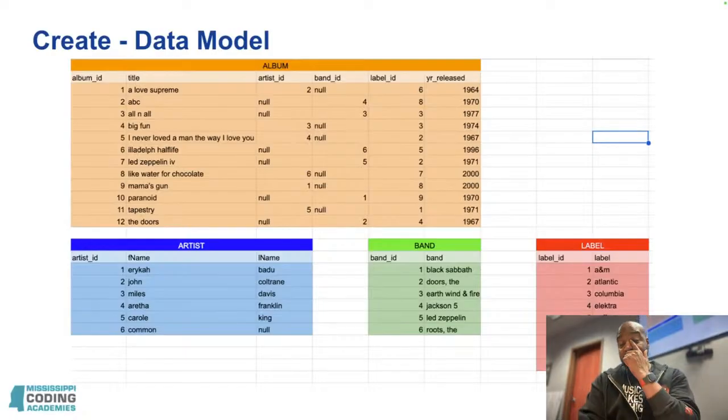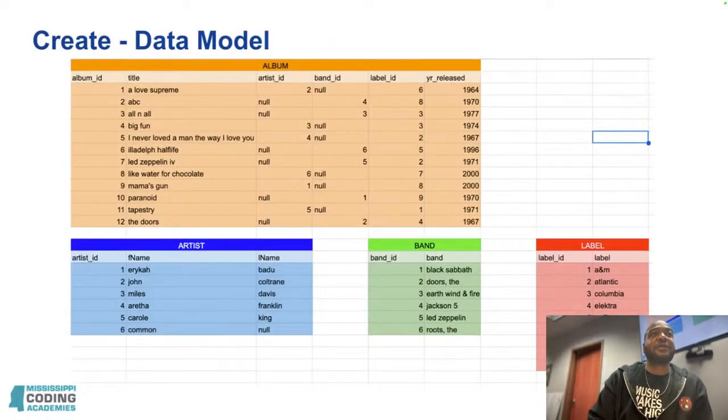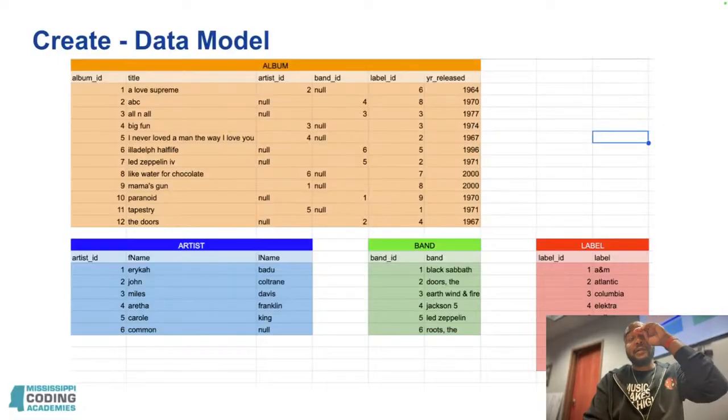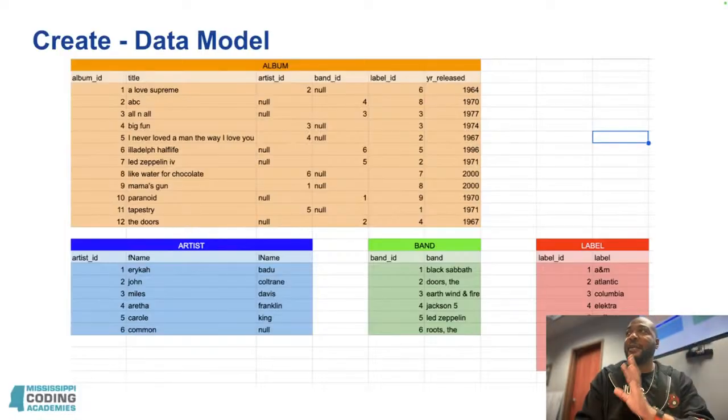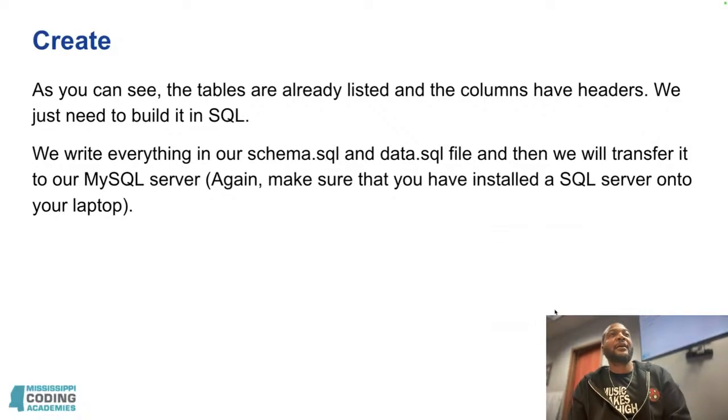I know my big head is in the way on the video, but we'll enter this data in. You can see the format of it has been normalized. So we'll build this out to see what it looks like. We'll be referring back and forth to this data model here. As you can see, the tables are already listed and the columns have headers. We just need to build it in SQL.